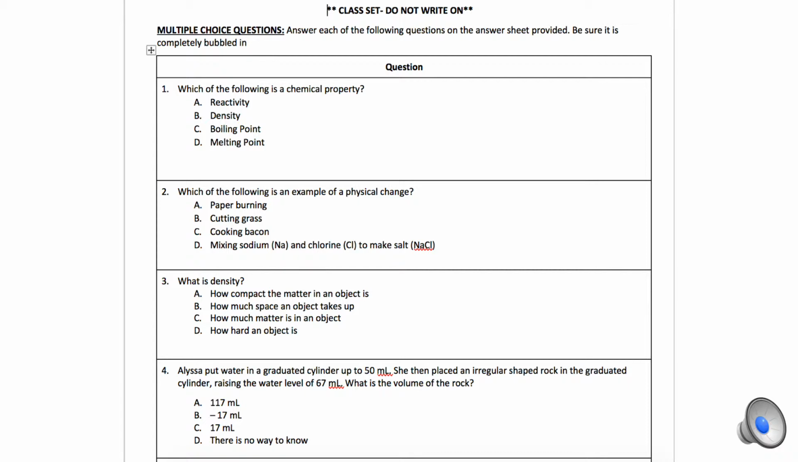Number 4, Alyssa put water in a graduated cylinder up to 50 milliliters. She then placed an irregular shaped rock in the graduated cylinder, raising the water level to 67 milliliters. What is the volume of the rock? A, 117 milliliters, B, negative 17 milliliters, C, 17 milliliters, or D, there is no way to know.